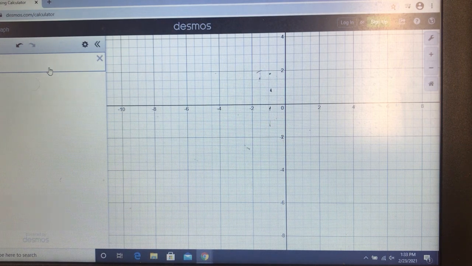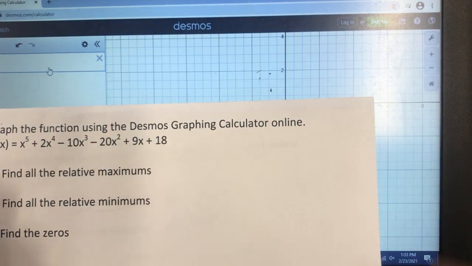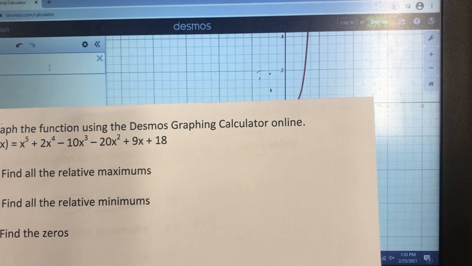So on this one now, we're going to do x to the 5. So x, shift 6, 5, and then arrow over, and then plus 2x, shift 6, 4. All right, minus 10x, shift 6 to the 3.